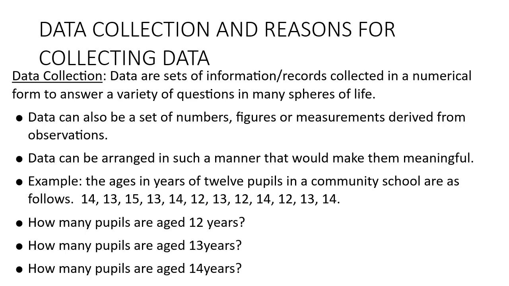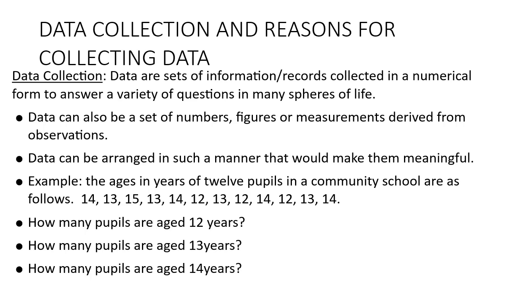Example, the ages in school of 12 pupils in a community school are as follows: 14, 13, 15, 13, 14, 12, 13, 12, 14, 12, 13, and 14. There are 12 pupils in the sample. And the question that follows the example says, number 1, how many pupils are aged 12 years?